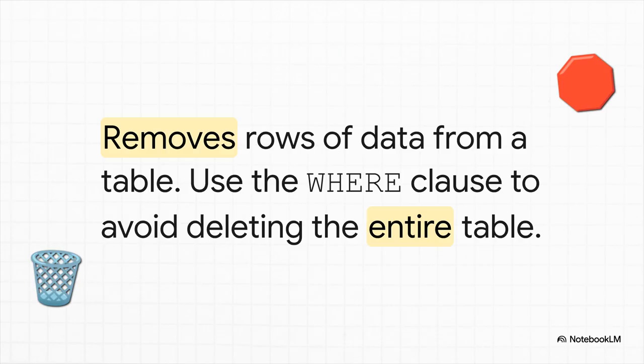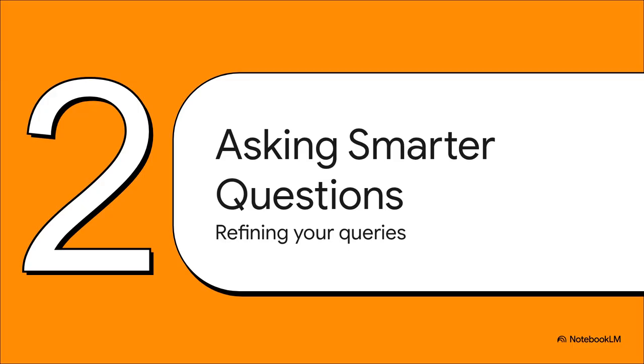And, of course, to get rid of data, we use delete. Now, just like with update, that where clause is your best friend and your most important safety feature. It lets you pinpoint the exact rows you want to remove, which keeps you from accidentally deleting your entire data set.